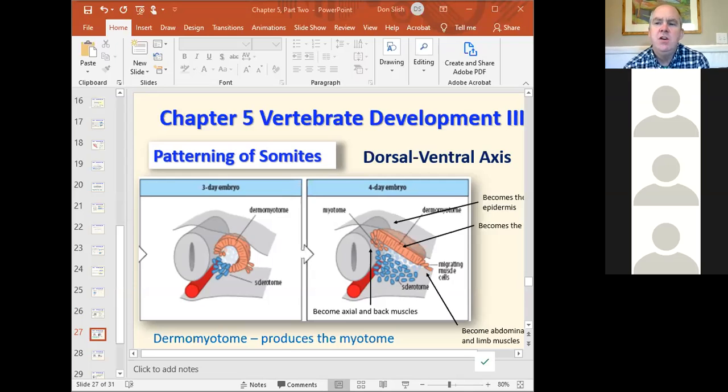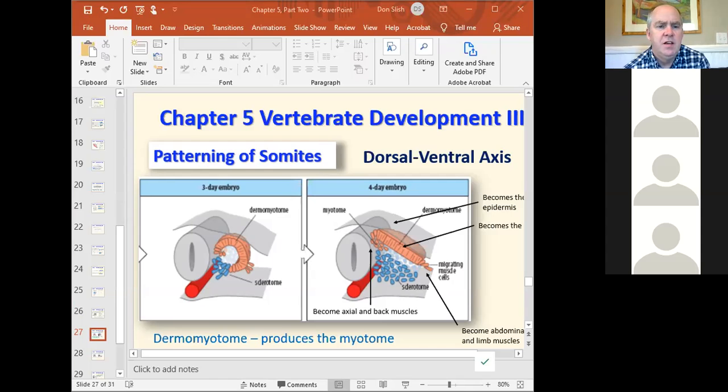And the ones that are medial, close to the neural tube, are going to be axial and back muscles. So everything going up the middle. And then the lateral ones will be abdominal muscles and limbs, where the limbs come out.